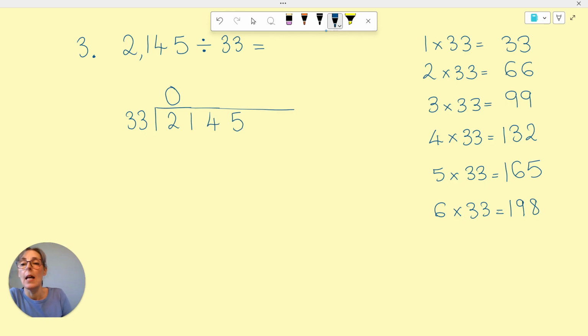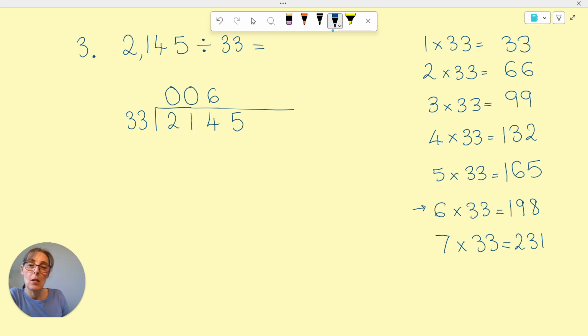2,145. How many 33s in 2? 0. How many 33s in 21? How many 33s in 214? Well, we haven't got there yet, have we? So 6 lots plus 1 lot is 7 lots. 6 times 33 is 198. Add 1, so say that was 200. And we can take 2 off that, can't we? So 233 take away 2 is 231. That's too big, isn't it? So we're definitely going to the 6 lots.